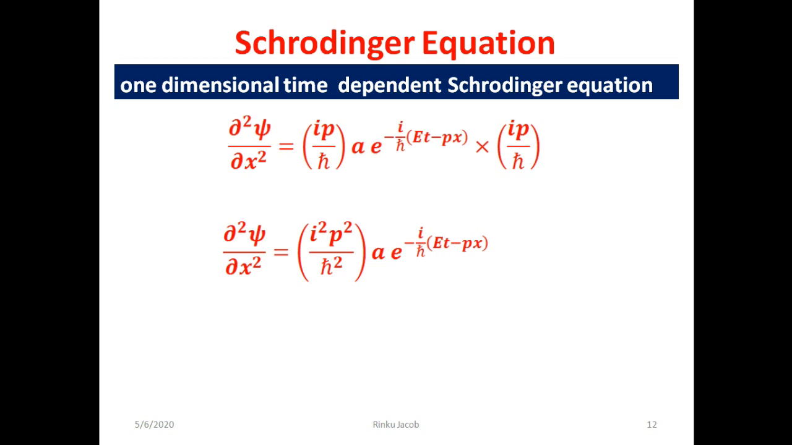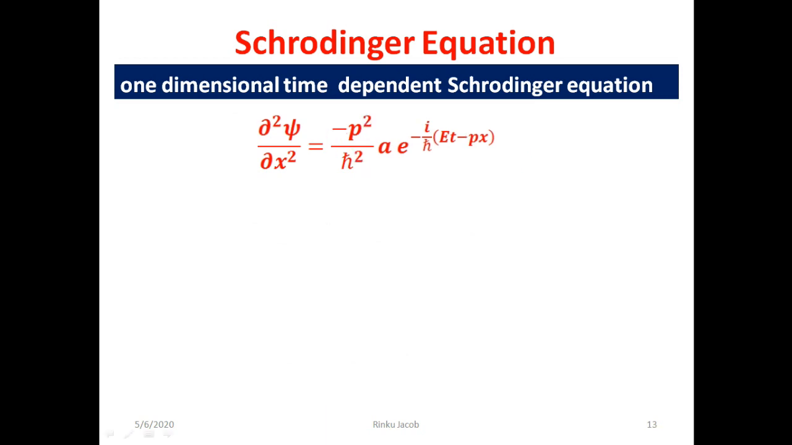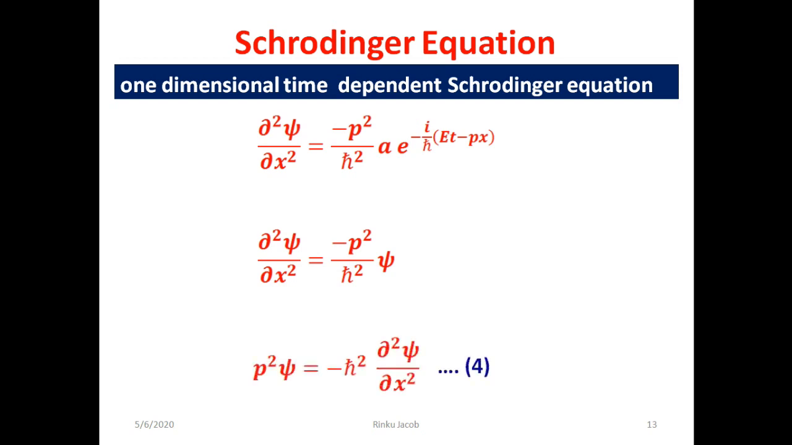Now i² is minus 1. So the equation reduces to ∂²ψ/∂x² equal to minus p²/ħ² A exponential of (−i/ħ)(Et − px). Here A exponential of (−i/ħ)(Et − px) is the wave function ψ. So ∂²ψ/∂x² equal to minus p²/ħ² into ψ. On taking ħ² to the other side of the equation, we get p²ψ equal to minus ħ² into ∂²ψ/∂x², which is equation 4.